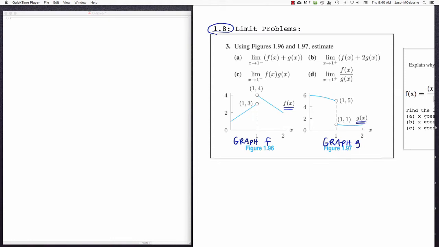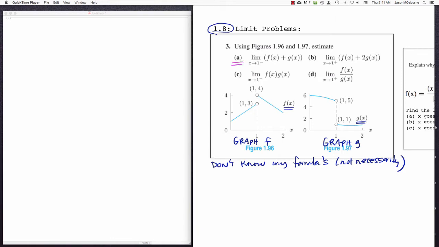Okay, and please note that we don't know any formulas for these functions, and it is not necessary to know these formulas. So don't spend any time trying to find what formulas these are or trying to graph them on your calculators. You have everything you need in these pictures right here to answer the questions. Okay? So let's get into this problem.